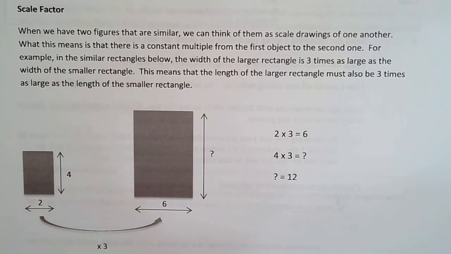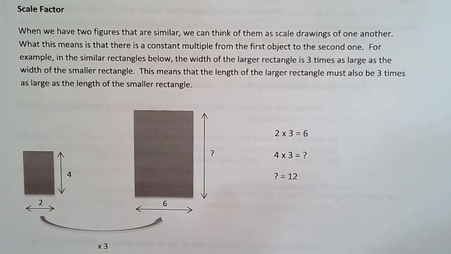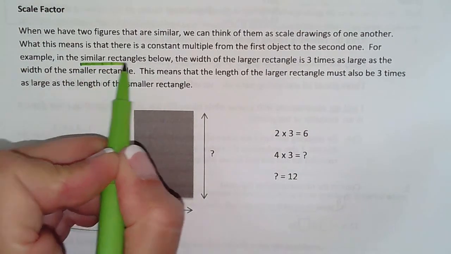When we have two figures that are similar, we can think of them as scale drawings of one another. What this means is that there is a constant multiplier from one object to the second. And you can call that a scale factor. That's what most people call it. For example, in the similar rectangles below, so they're telling us they're similar, and they do have to tell us because we can't really assume it.